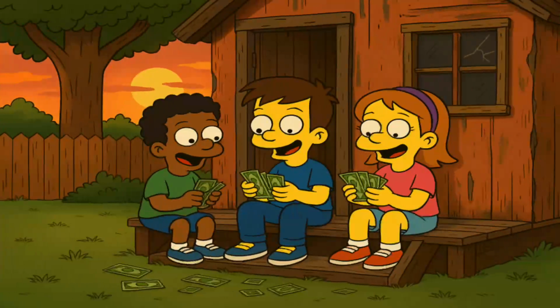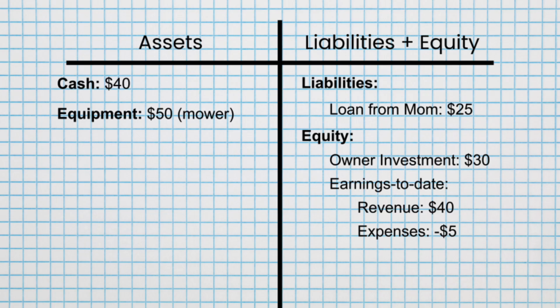So it's now been a month. Picture the backyard at sunset. The jobs have gone well. The Fix-It friends are sitting on the clubhouse steps, counting their money. Let's put some numbers to it so our scorecard is clear. Right now, at the end of their first phase, they have $40 in cash. They have a mower, a piece of equipment worth $50, a loan from mom that's $25, and equity worth $65 total, which is their $30 original investment plus the $35 profit they've earned so far.